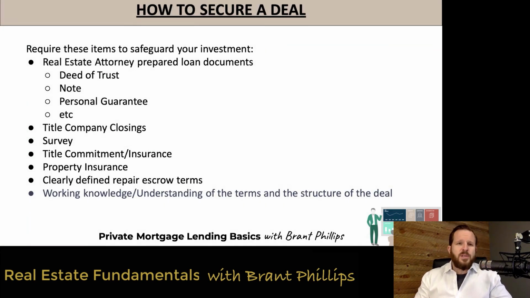So how do you secure a deal? Here are some items that you should absolutely look at requiring if you're going to be a private mortgage lender on a deal. We send everything, like I mentioned, to a real estate attorney. That attorney is going to provide a note, a deed of trust. And if you want me to send you a copy of our loan documents, you can absolutely just reach out to me and I can send you a copy of one of our loan document packages.